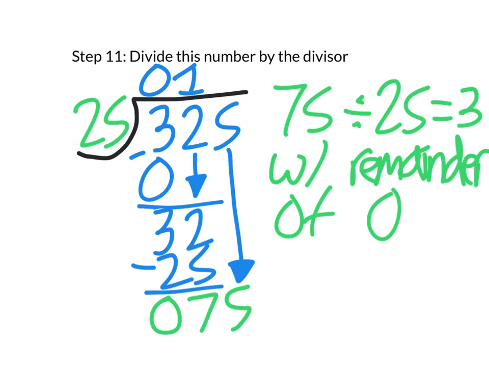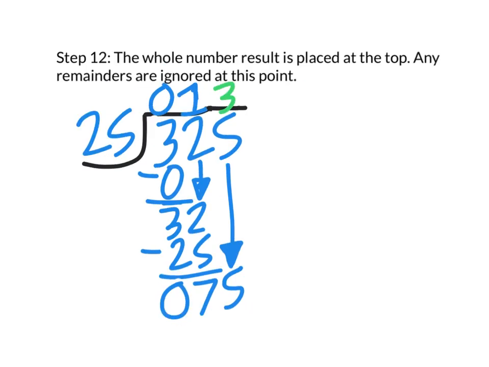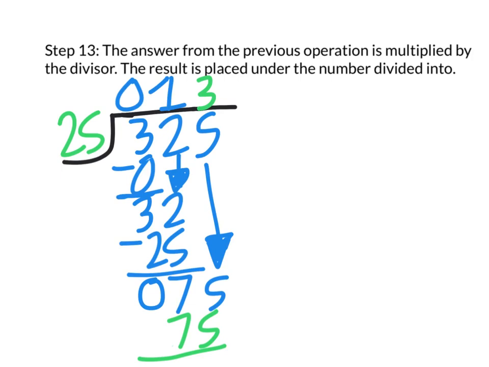And 75 divided by 25 gets us 3 with a remainder of 0. Now we're going to put the whole number result at the top. So we're going to place 3 at the top, and any remainders are again ignored at this point. Then the answer from the previous operation, which is 3, is going to be multiplied by the divisor of 25, and once again the result is placed under the number divided into, so we place the 75 under the 75.